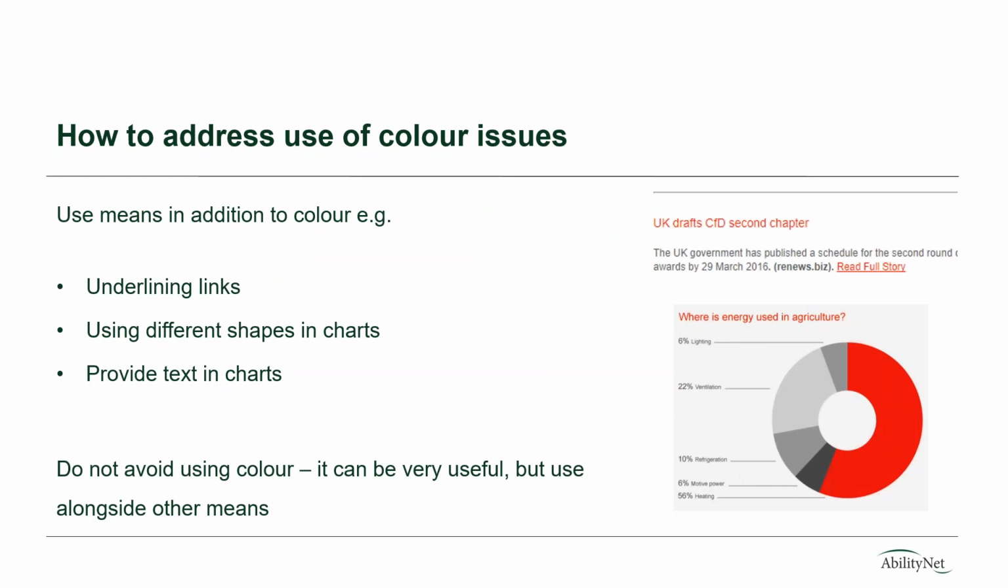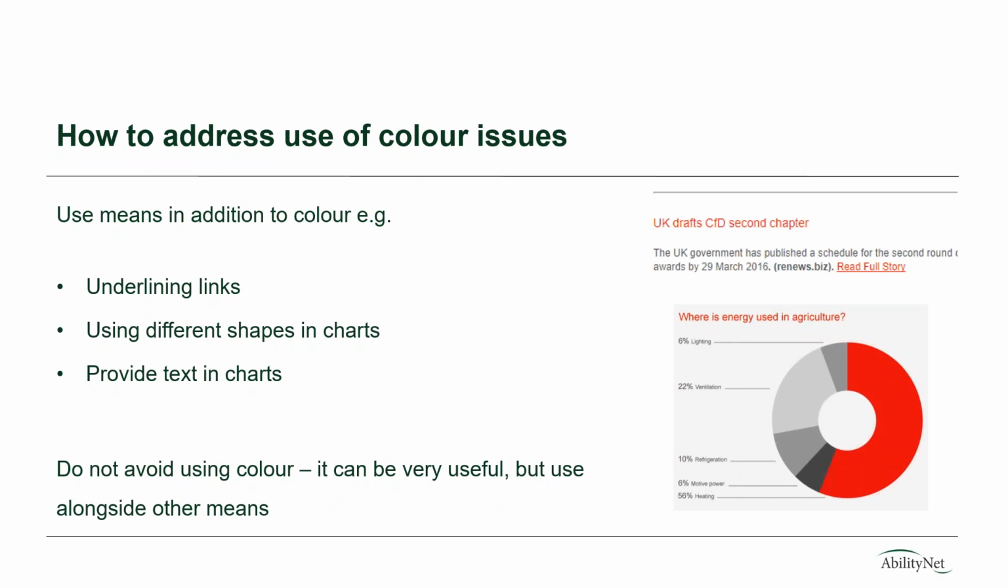How can you address use of colour issues? Well, as I've already said, you can use underlines in links, and that's just good practice. However, where you're using charts, you might have a line chart, you can use different shapes to break up the lines. So you can have a dotted line for one line chart, you can have a dashed line for another, a combination of dots and dashes, or even squares or triangles. And that means that you are no longer relying on colour. So use colour as well, but also use a different non-colour based technique for distinguishing information in charts.